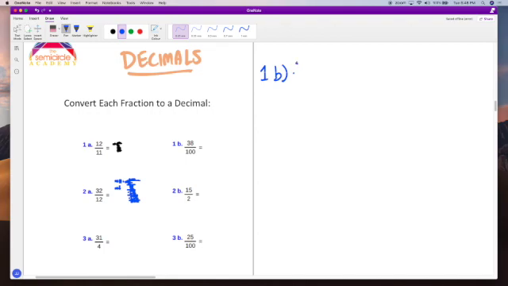Last chance, all right. 38 divided by 100, well, we just talked about when you're dividing by tens. It's just a matter of this is the point on this side, and I'm going to move the point in this direction 2 spaces. 1, 2. So I'll get 0.38.